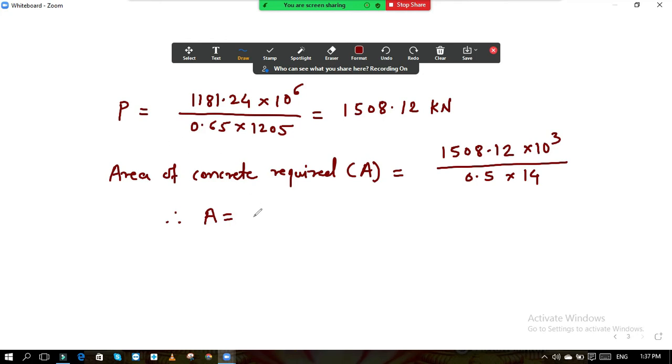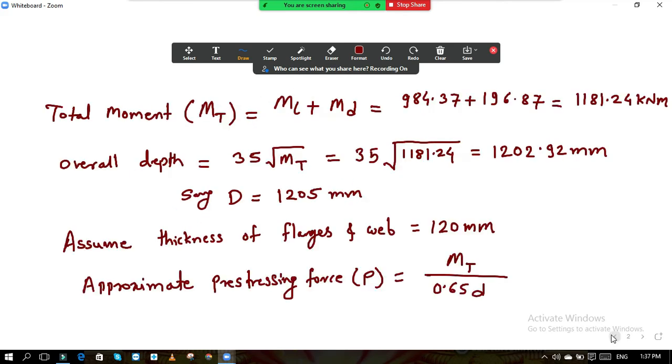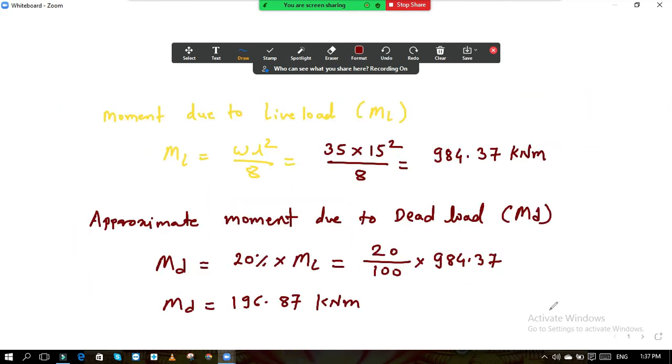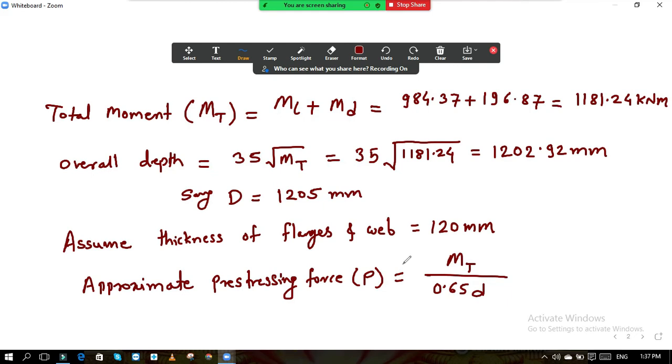It is 215.44 into 10 raised to 3 mm square. This is the area. Now previously we have assumed the thicknesses of flange and web, and we know the overall depth. Here we have assumed the thicknesses of flange and web 120 mm and our overall depth is 1205.